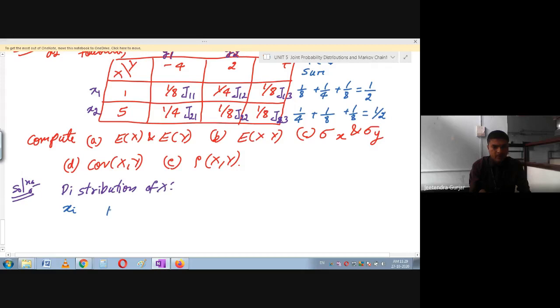So this is what we are going to distribute. Means when we are going to take the distribution of x, so xi's we know, that is x1 and x2, that is 1 and 5. What will be the distribution? F of xi, that is 1 upon 2, and this is also 1 upon 2.